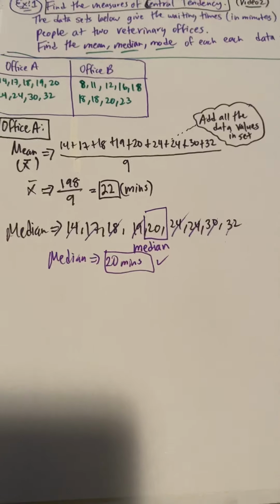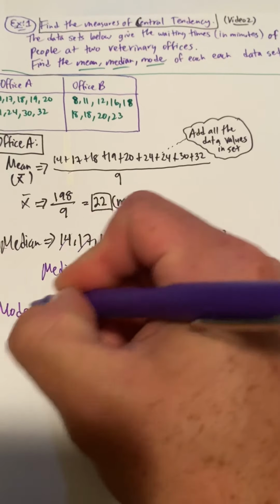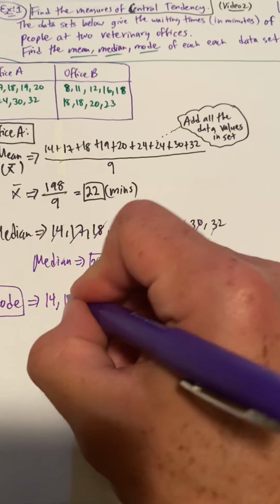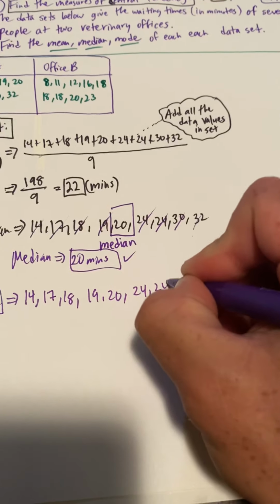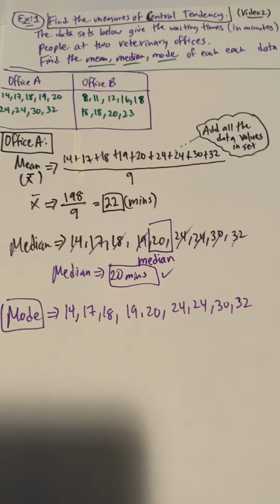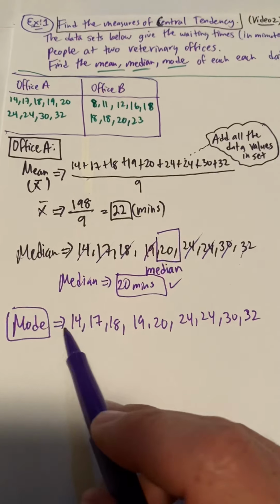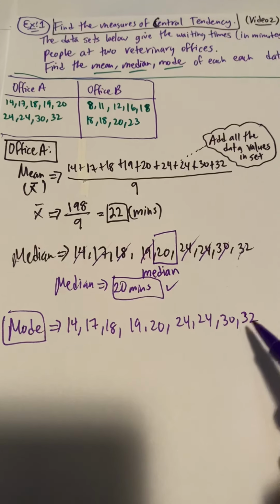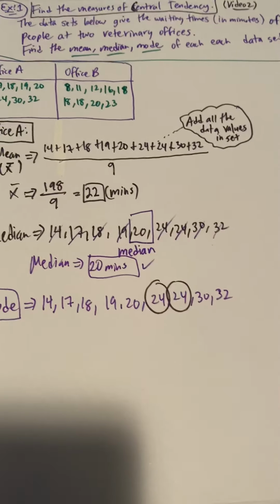Okay, and then the last thing is the mode. Remember what the mode means? The mode is basically which one occurred the most, or was the most frequent. So again, in the set, just copy down the set again so we can analyze it together. Which of these data values repeated the most? In other words, in this case, which one repeated the most in terms of the same wait time? So notice here, 14, 17, 18, 19, 20 don't repeat. 24 repeats twice, and 30 and 32 do not repeat. So basically my mode here is 24.